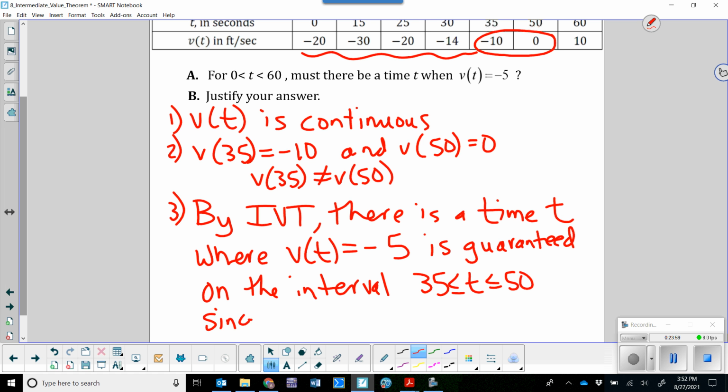since, and like I said, I like to write it this way, -10, which equals V of 35, is less than -5, which is less than V of 50, which we know is 0. Okay, and there you go. It's guaranteed. So they told us this time the function was continuous. Sometimes we're going to have to prove it's continuous, and sometimes they're just going to say it's continuous, or it's something we can just state like a polynomial. They're all continuous, so we know it is.